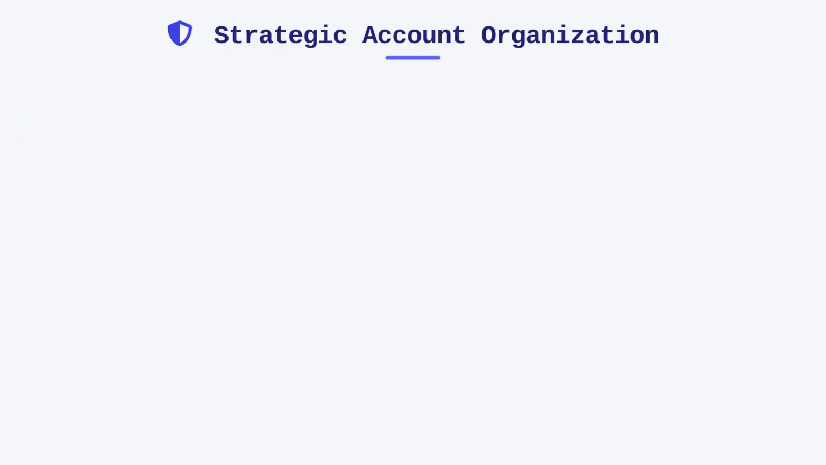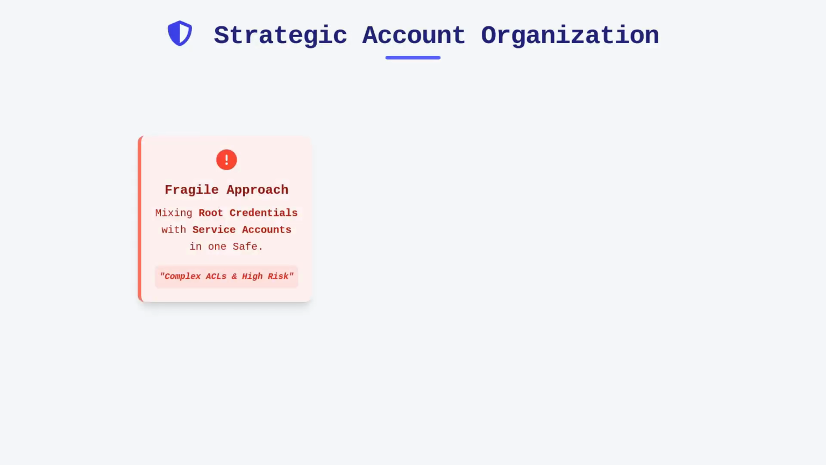Organizing accounts based on operational requirements and security boundaries is not a one-size-fits-all exercise. You should segment your safes based on the criticality of the hosted credentials and the specific administrative teams responsible for their management. For instance, putting high-security root credentials in the same safe as standard service accounts is generally considered a poor practice, as it complicates the management of access control lists.